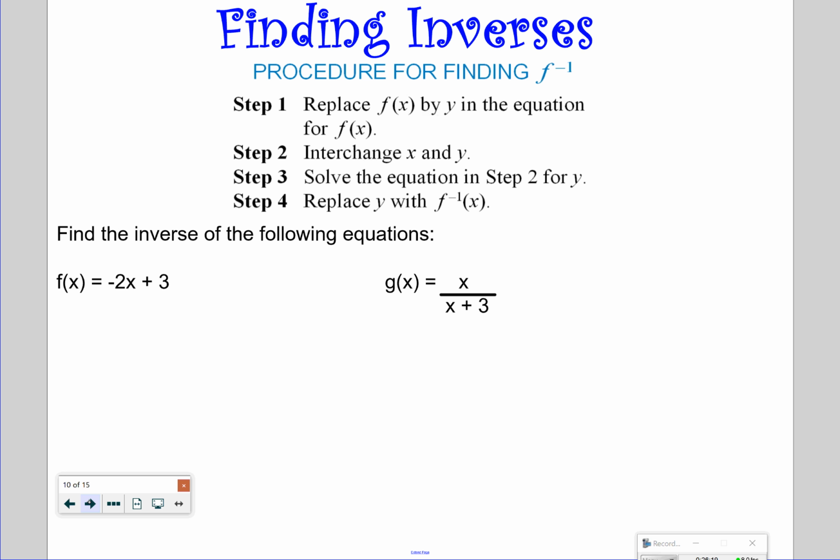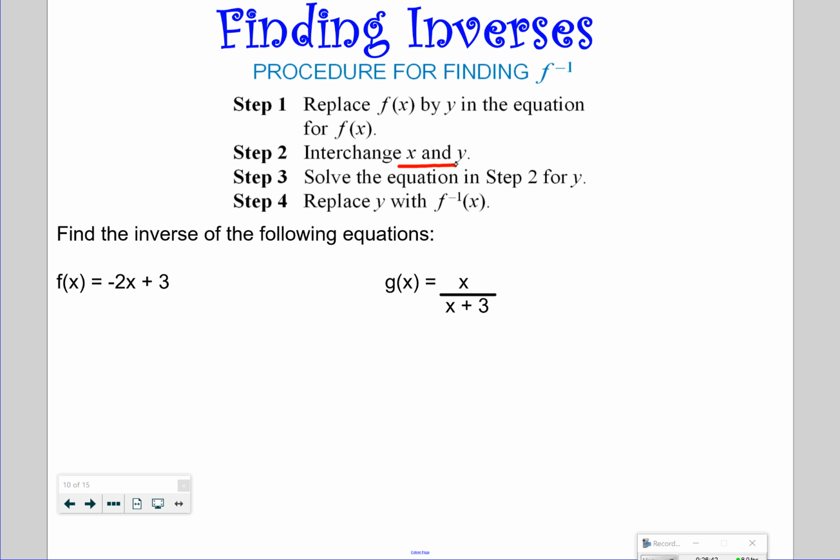The first step is, instead of an f of x, we're just going to put a y in our equation because we know those are equivalent. In step 2, we're actually going to get that inverse by interchanging the x and the y. So we know that's the definition of an inverse, is x's become y's and y's become x's. So we're going to make that actually happen in our equation. The x's are going to become y's and the y's are going to become x's. After that, you actually have the inverse.